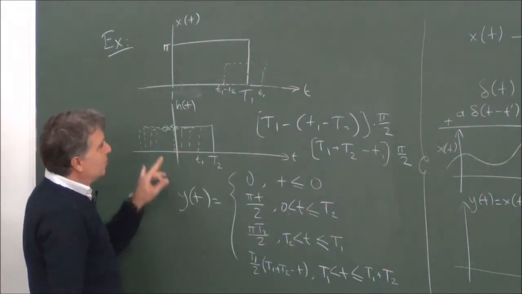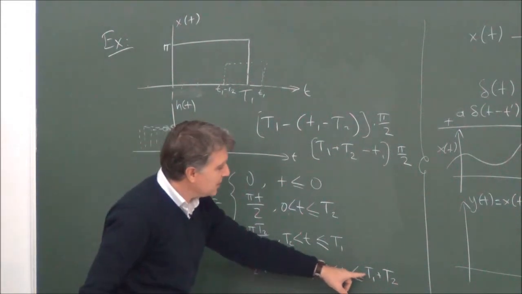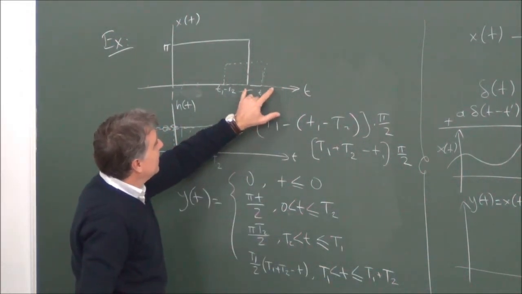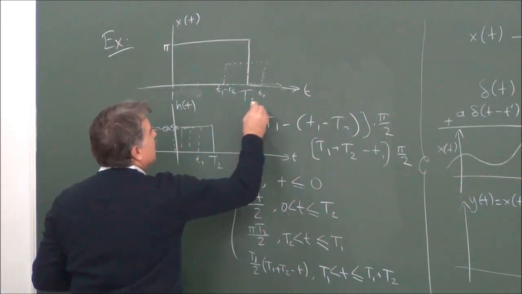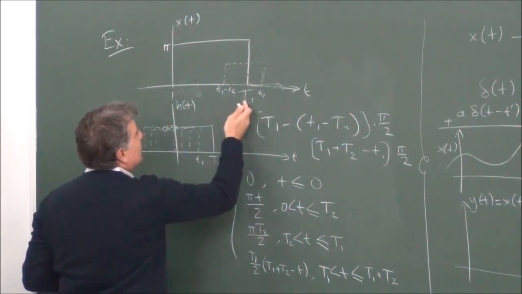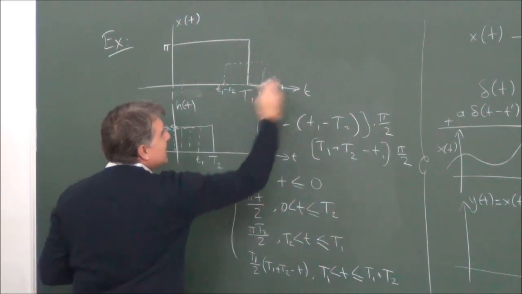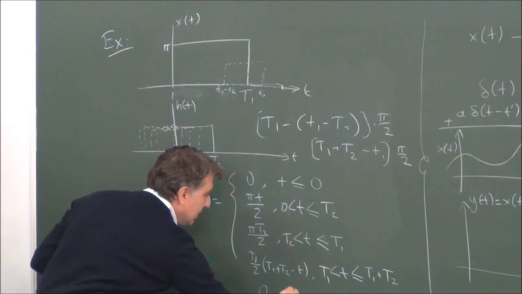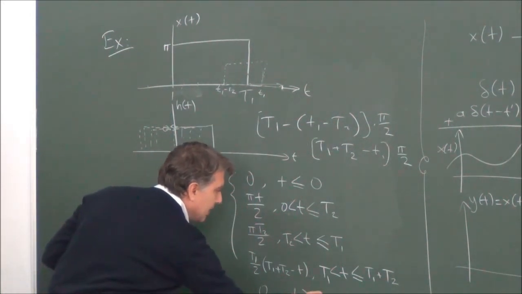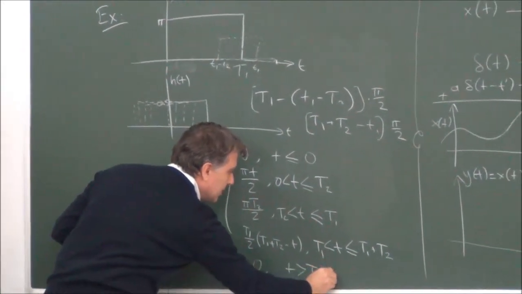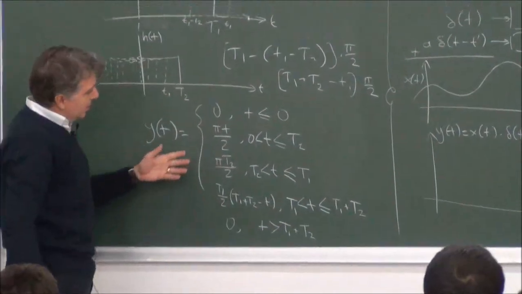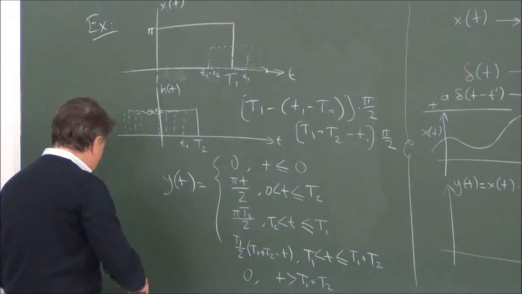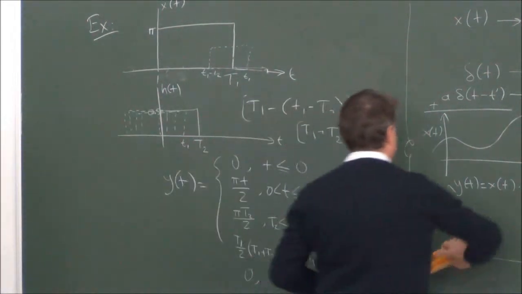As long as you go there, capital T1 plus capital T2, this width will be capital T2, and this is already capital T1. So if the time exceeds that point, there will be no overlap. So it is zero when t is greater than capital T1 plus capital T2. So it's a piecewise expression that we have. Let's try to plot that thing.